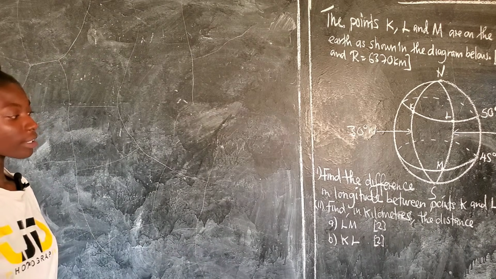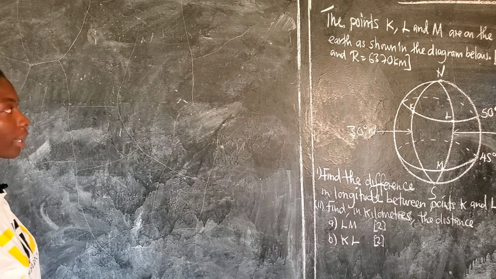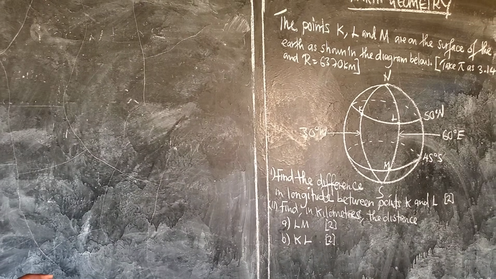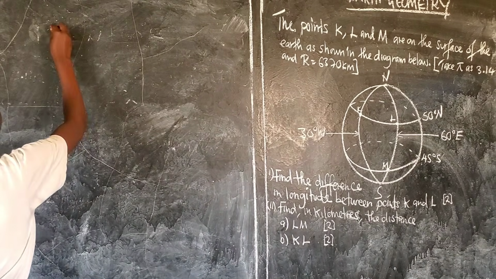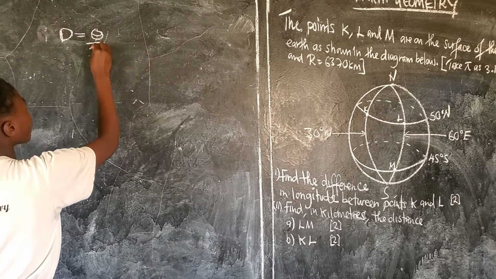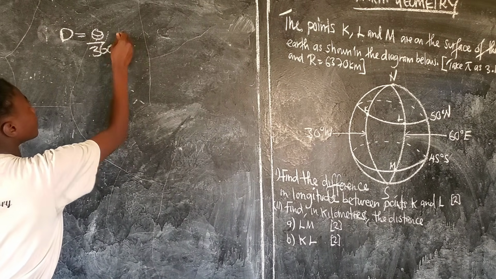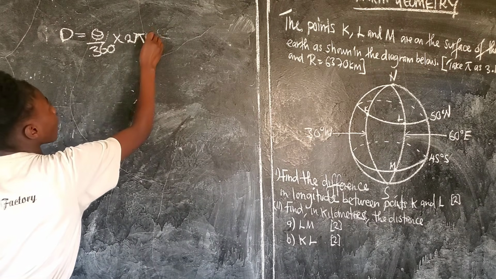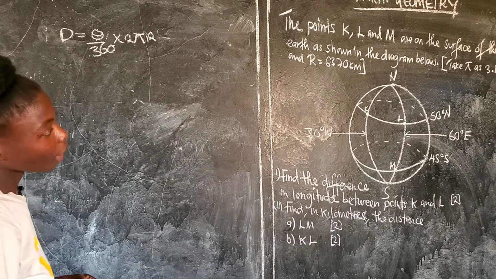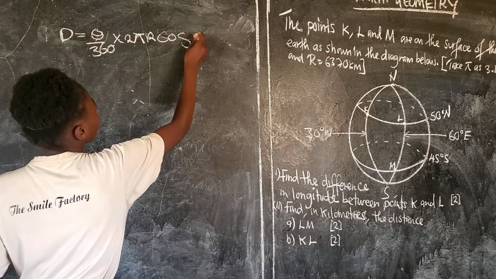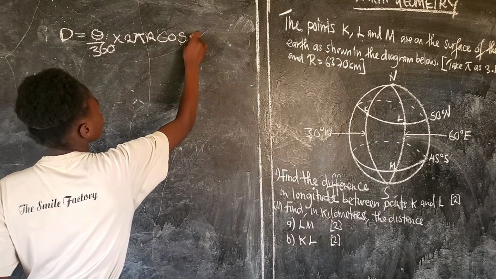Question B says that find in kilometers the distance KL. So distance is equal to theta over 360 times 2 pi r. Since KL are on the latitude, so it has to be cos x.